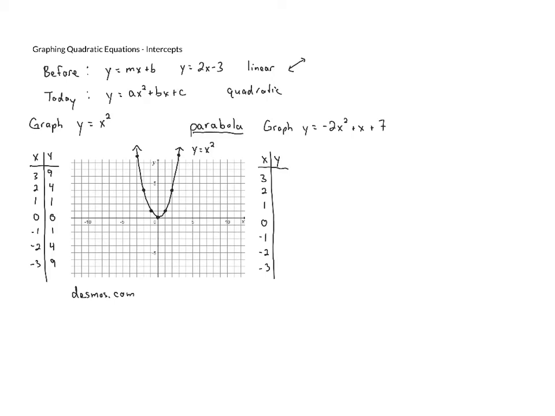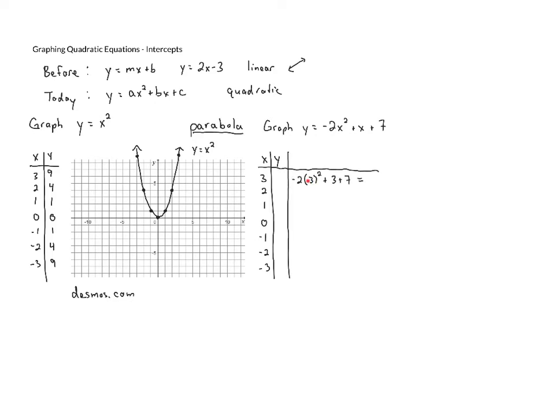Now, to save time, I'm not going to do all of these calculations with you. I'm going to do one of them. I'm going to plug in x equals 3, and then I'm going to let you pause the video and do the other calculations yourself, just so that this video isn't too long. So let's do one of these together. Let's pick x equals 3. If x equals 3, we can make another column where we're going to show our work. We've got negative 2 times 3 squared plus 3 plus 7.